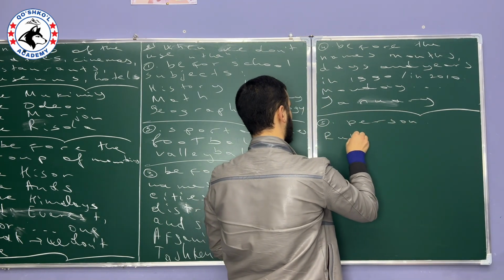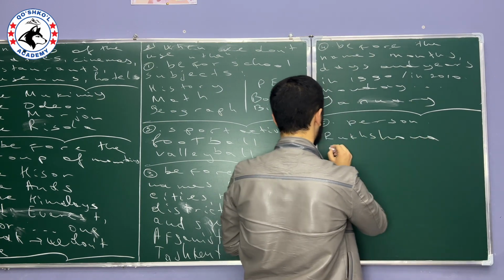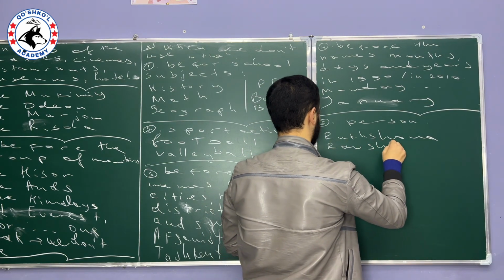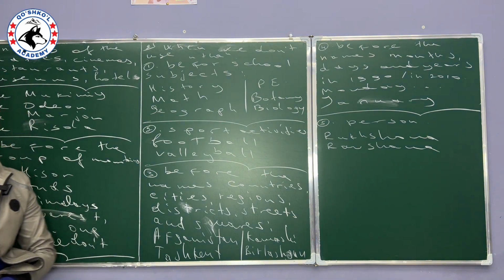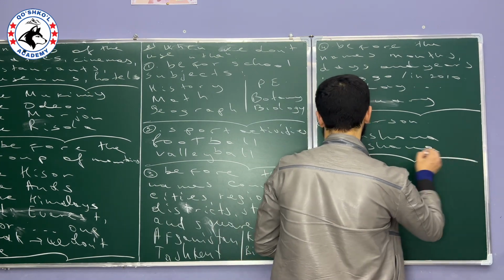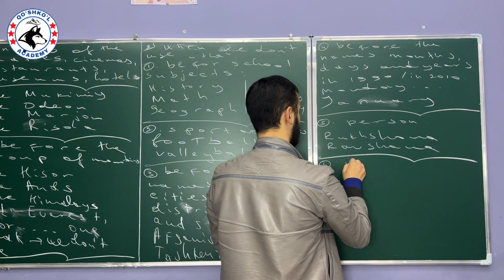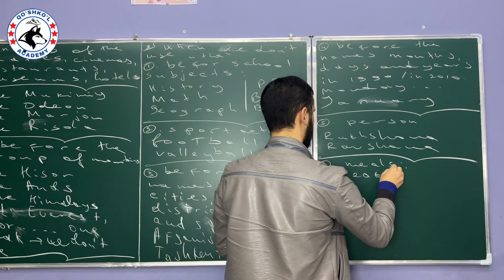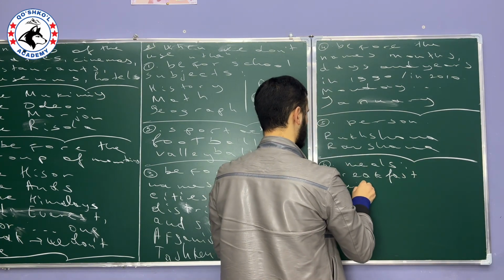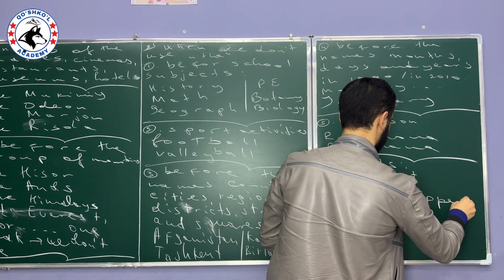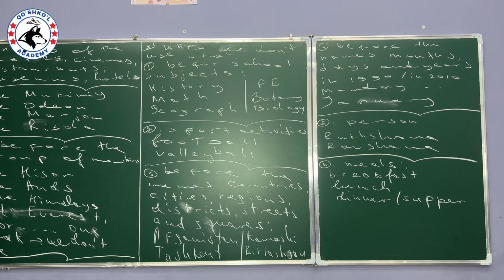Number 5. Person. Roshana. Or Raushana. Do you have this kind of name? Raushana. Number 6. Meals. Breakfast, lunch, dinner, and supper. After dinner, you have supper.